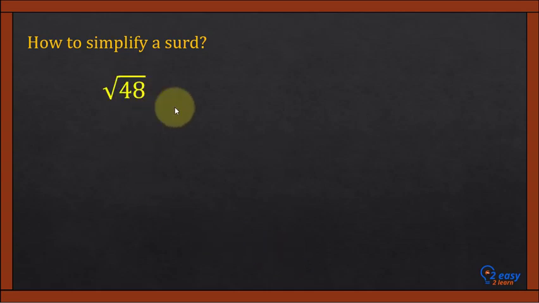Square root of 45 is a surd. Now split this number in two factors. One should be a perfect square and the other should not be a perfect square. Think about it.